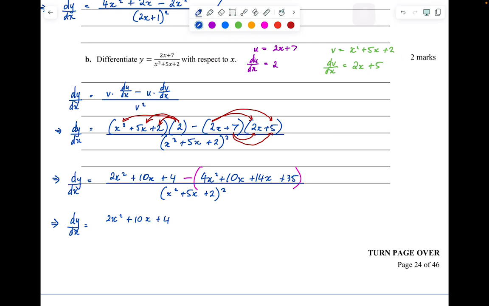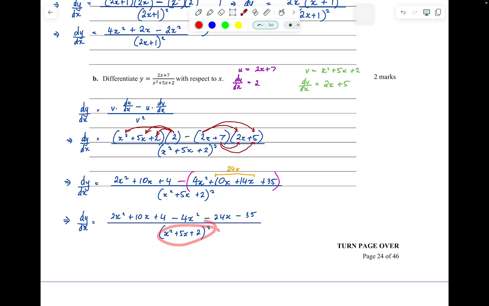I'm going to simplify here a bit. We've got 10x plus 14x. That gives us a total of 24x. And then we're going to negate it. So we've got negative 4x squared here, minus 24x, minus 35, all over x squared plus 5x plus 2 all squared. And you can see now, you've got the denominator, just leave it in its factorized form. That's a-okay.